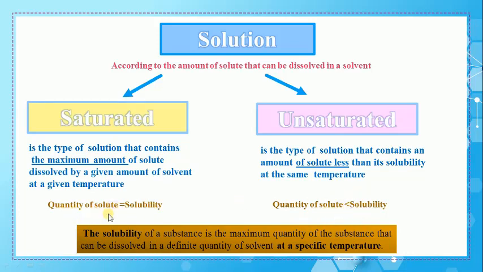So, if the quantity of solute is equal to solubility, then the solution is a saturated solution. But if the quantity of solute is less than solubility, then the solution is an unsaturated solution. Never forget that the solubility of a substance is the maximum quantity of the substance that can be dissolved in a definite quantity of solvent at a specific temperature.